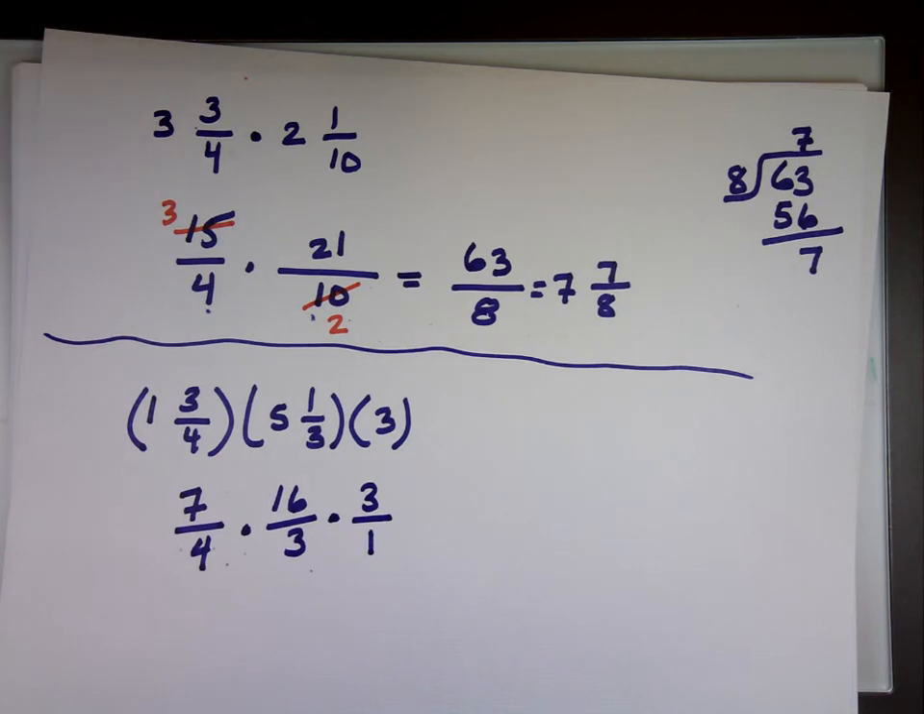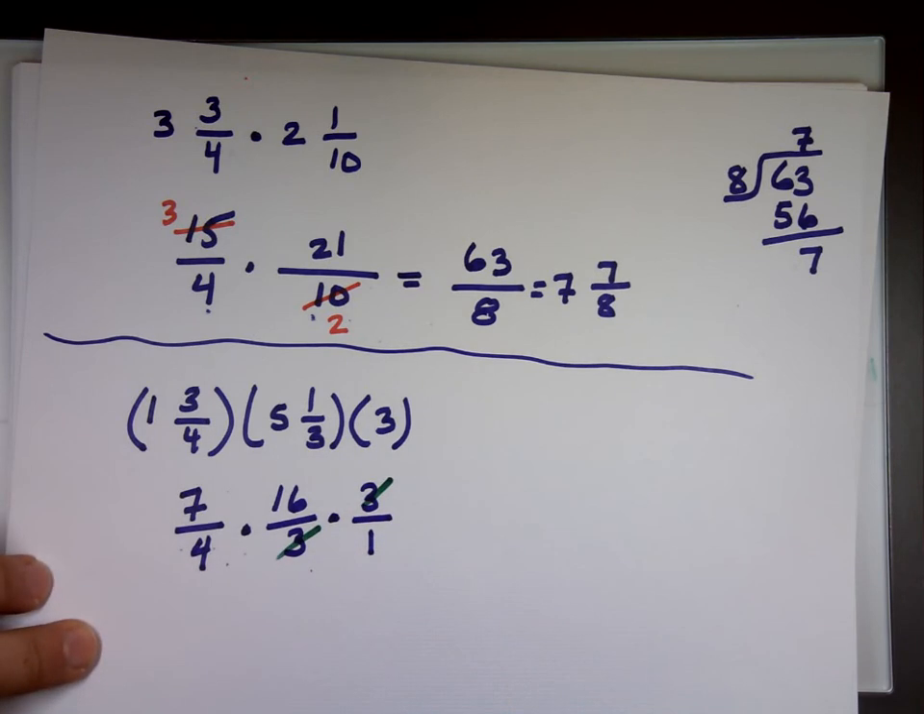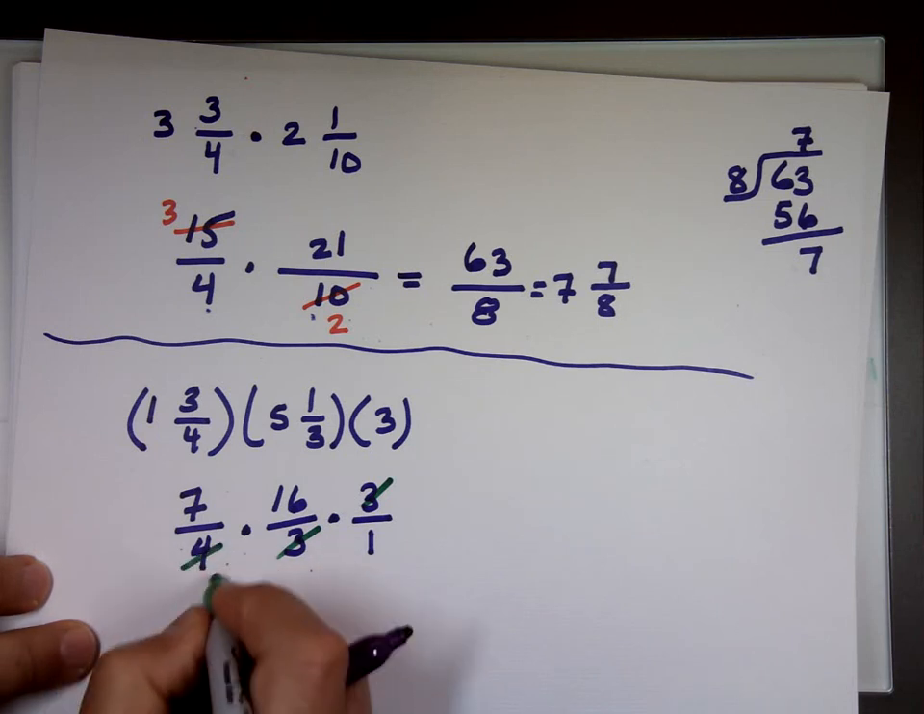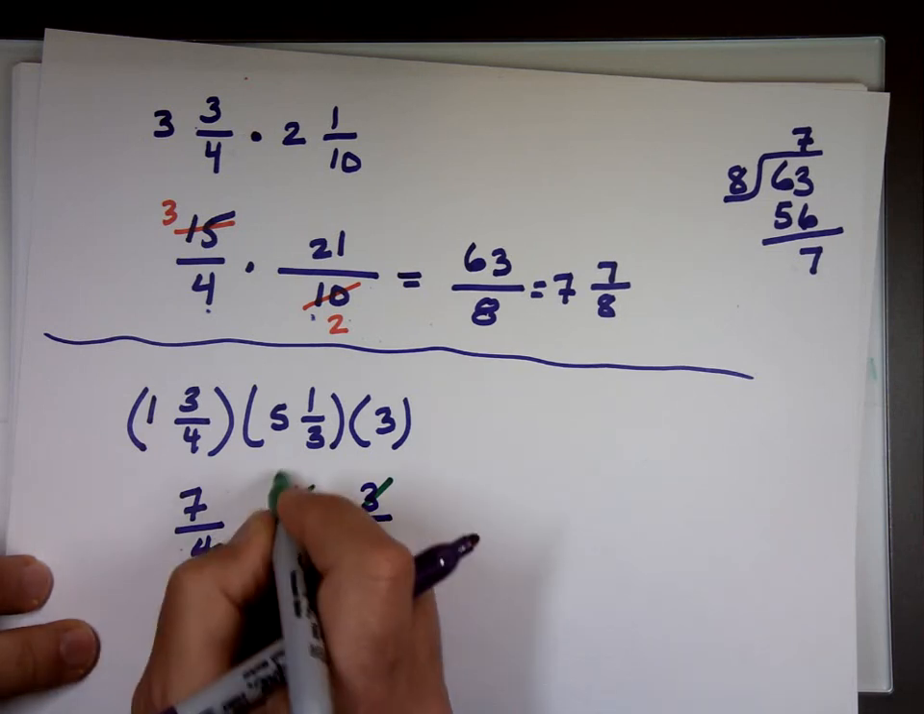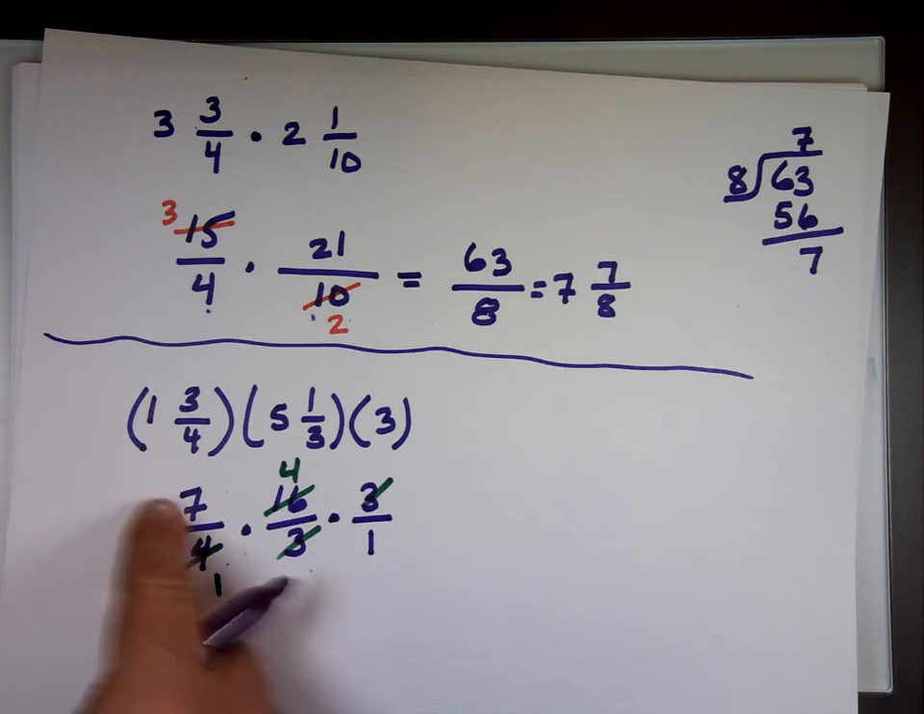Again, look for top and bottom. See if anything cancels. Yep. 3 and 3. Good. Gone. 4 and 16. By 4, this is 1. This is 4. So what is left? 7 times 4, which is what?